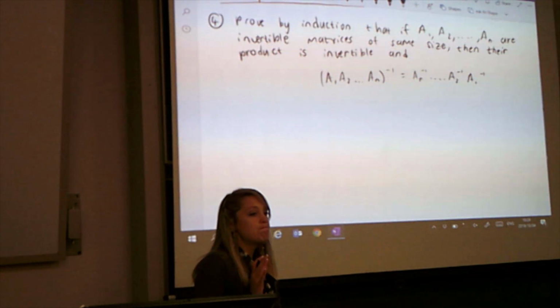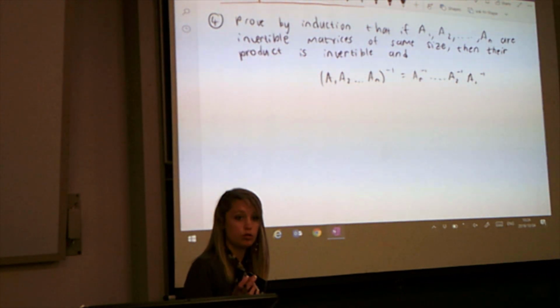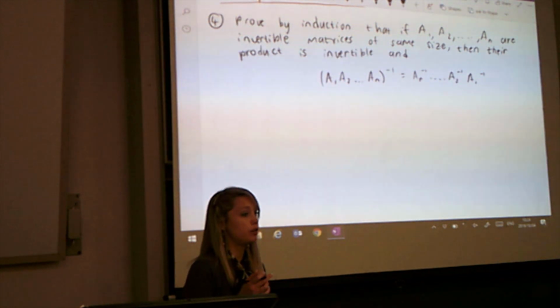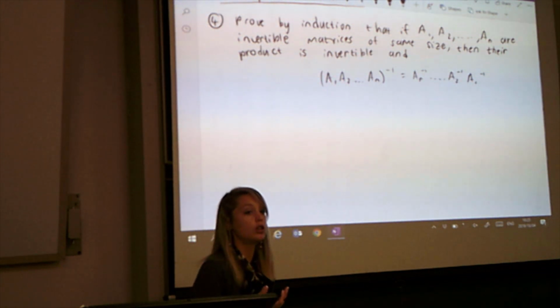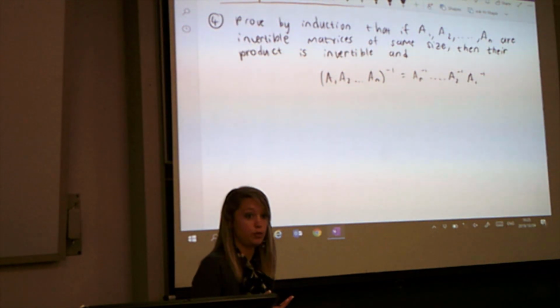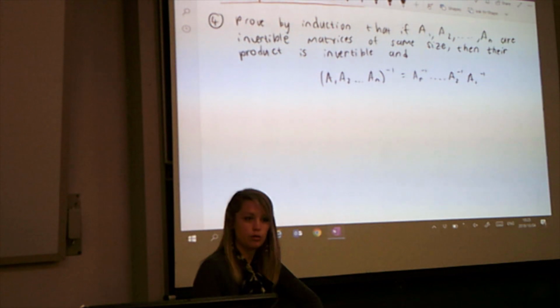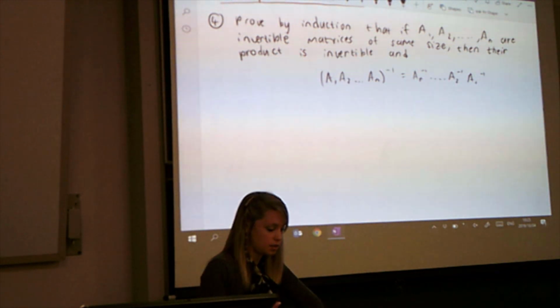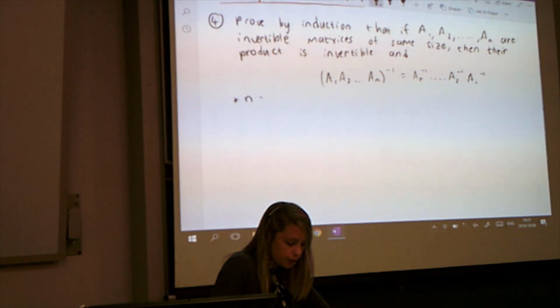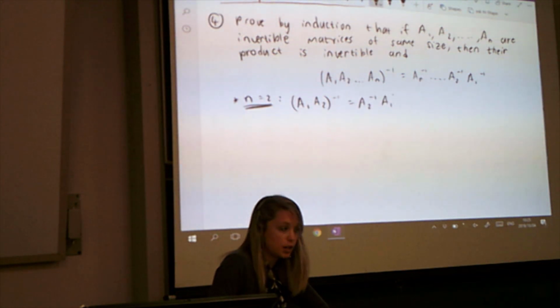So in section 3.3, we already showed that this property holds for two matrices. We did a proof to show that it holds for two matrices. So I'm not going to redo that. We're just going to use the fact that it holds for two matrices in this proof. So I'm going to make my base case when n equals 2, because then I have the product of two matrices. So if n equals 2, then the inverse of the product of A1 and A2 is A2's inverse times A1's inverse.